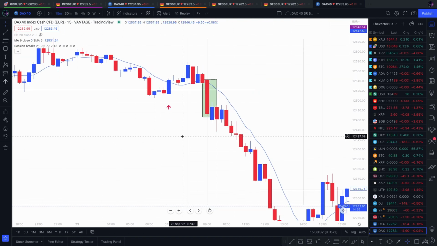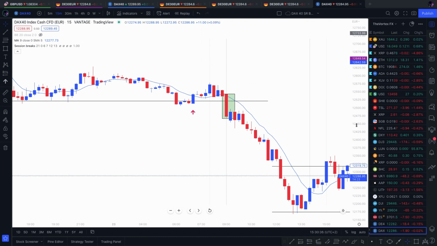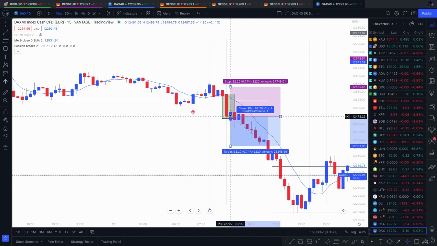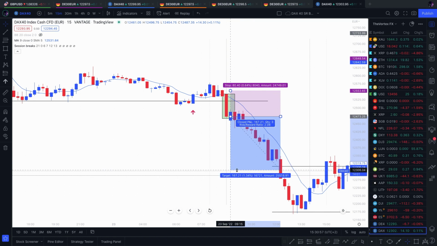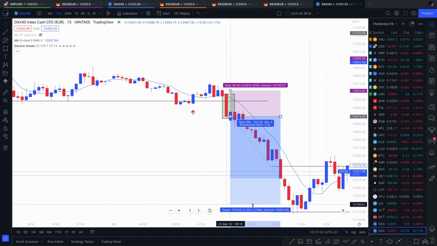So what would we have done? Let's shrink that down a bit. We would have entered a short position, and we would have entered into the market as a market order or a stop order a couple of pips below the close of the impulsive candle. The stop loss is 10 pips or so above the top, the beginning of the impulsive candle. And we would want a 1 to 2 risk to reward, which we could have gotten. Yes, if we held on, we could have made a 1 to 3.